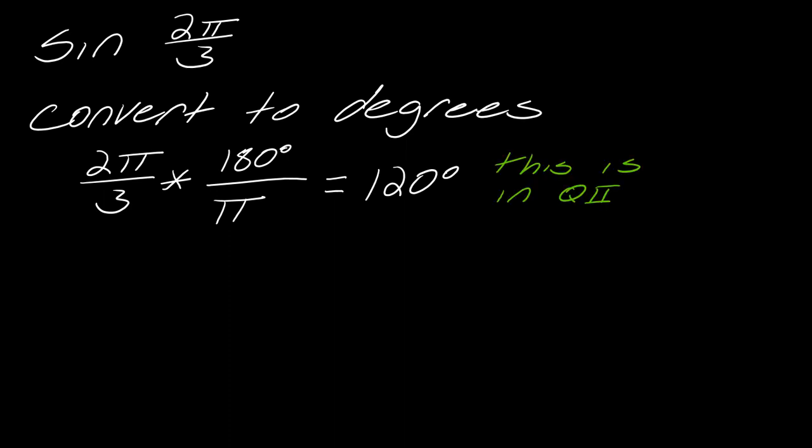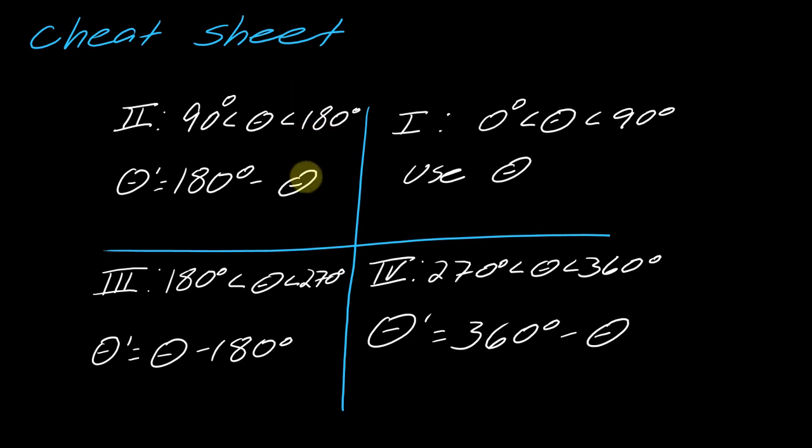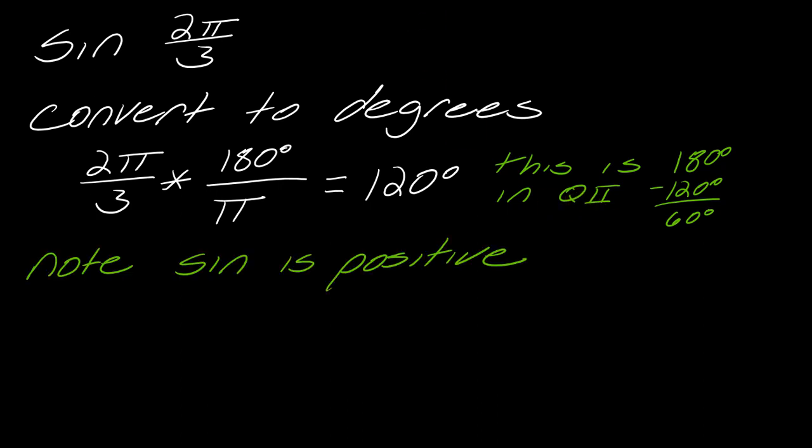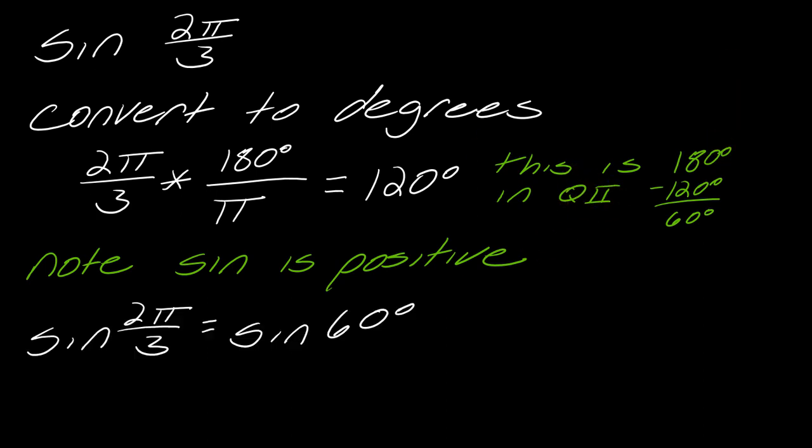And so when I'm in the second quadrant, we've talked about this in other videos, if I'm trying to figure out my reference angle, I'll take 180 degrees minus 120 degrees. And so that gives me the equivalent of a 60-degree angle. And then I have to think about whether sine is positive or negative in the second quadrant. So sine is positive in the second quadrant. So what that means is that sine of 2 pi over 3 is equivalent to sine of 60 degrees.